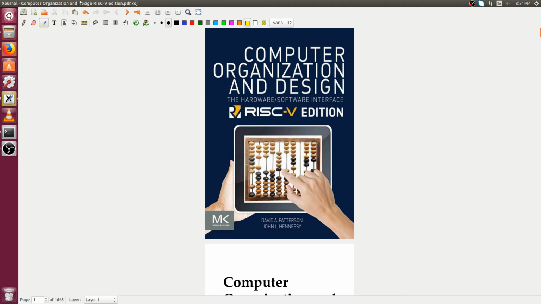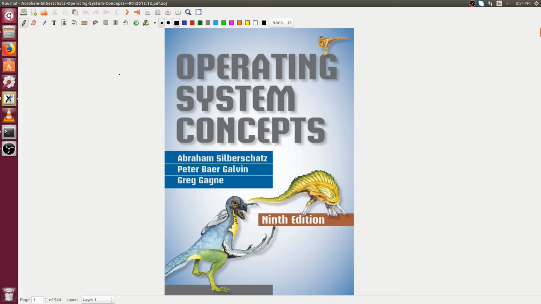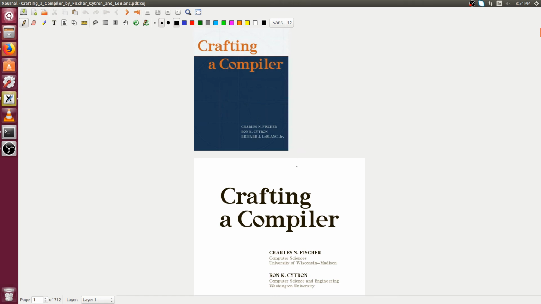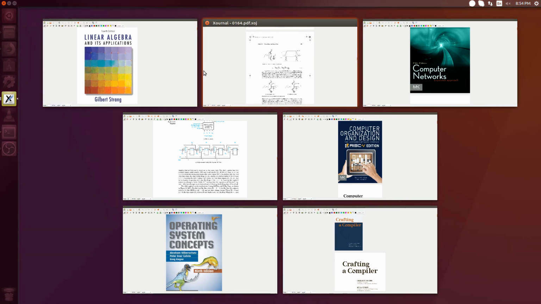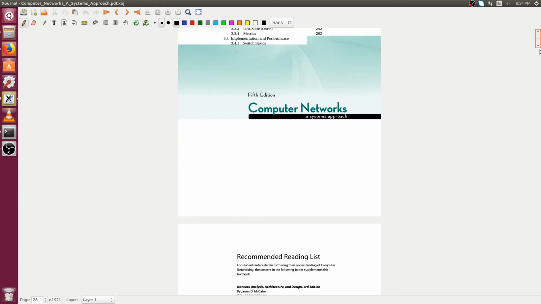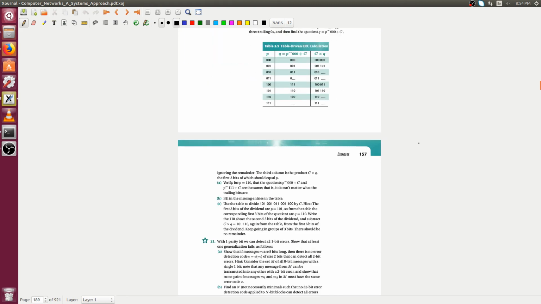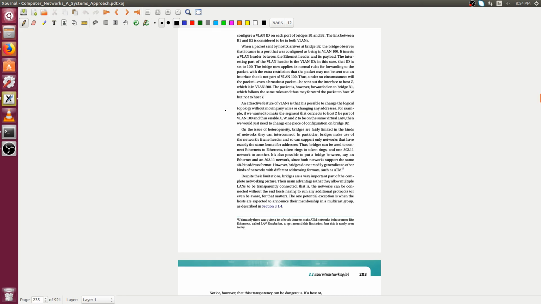Other than computer organization and design, we're going to be going over Operating System Concepts, a classic operating systems textbook. We're also going to be going over Crafting a Compiler, a very classic introductory book on how we actually make the compiler that we were talking about today. We're also going to be going over computer networks, which is a book on computer communication networks and how those are designed and created. That'll be fairly interesting, and a new topic for me as well.